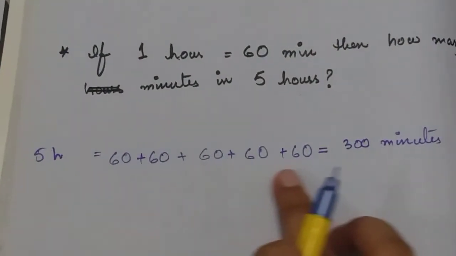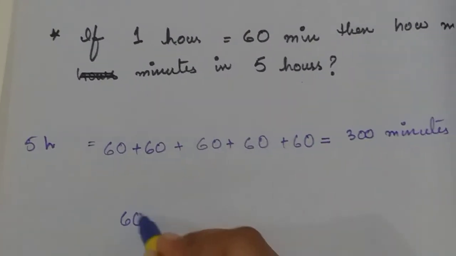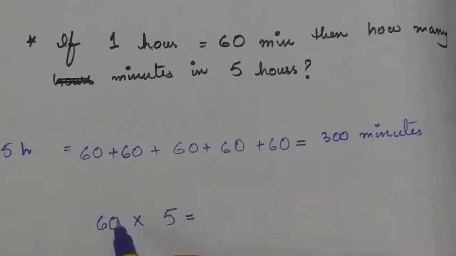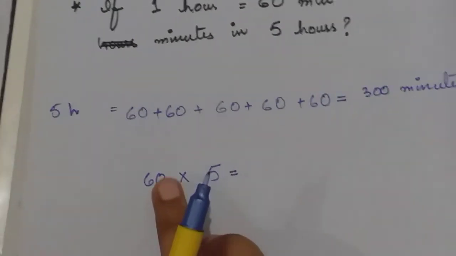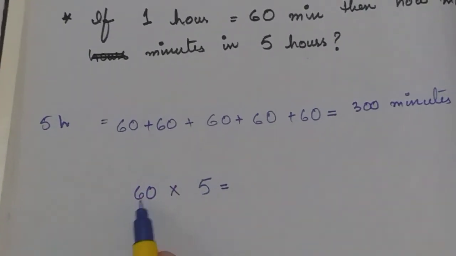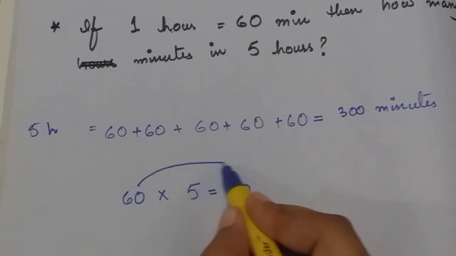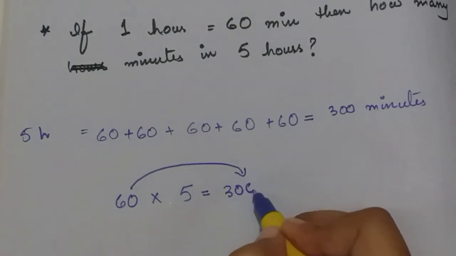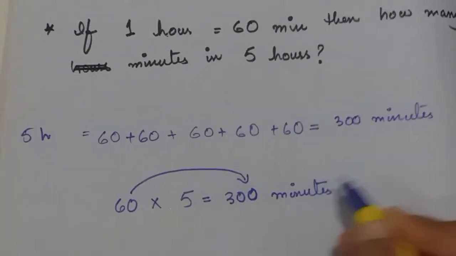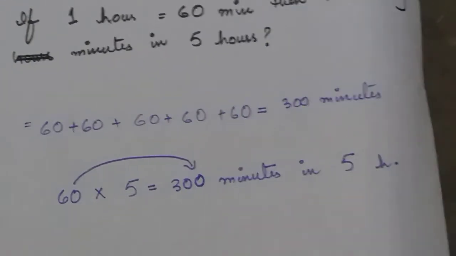So instead of doing this long addition, we can simply multiply 60 by 5. As we have 0 in the 60, this is a multiple of 10, so we will ignore this 0 and simply multiply 6 by 5, which is 30, and then we will place this 0 at the end. So our answer will be 300 minutes in 5 hours.